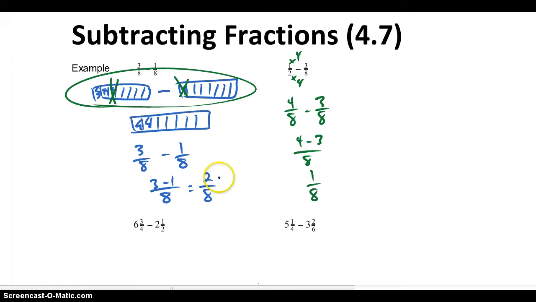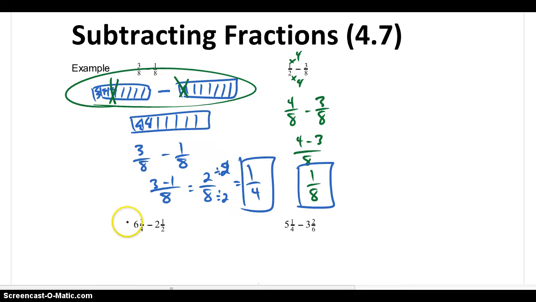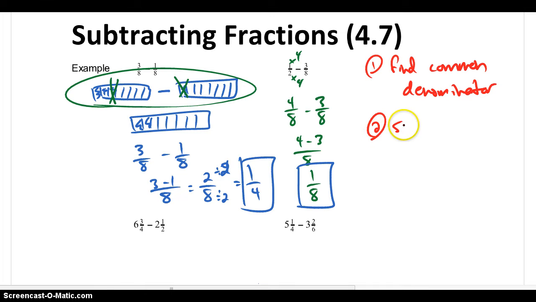We were left with 2/8 on the other side, and then that guy actually reduces. Divides by 2. We've got 1/4 left on that side. Here we've got 1/8. So now let's just write them out like this. Now we can see our first step was to find a common denominator. Right? Make the bottoms the same. 2, subtract the tops. And 3, as you saw over here, we reduce, or we leave our answer in lowest terms.